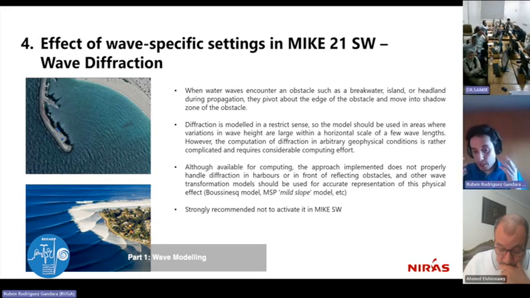Don't use wave diffraction in these models because it's not well solved, and the second one is that it is extremely time consuming. You can run a simulation with a dummy test, including wave diffraction and excluding wave diffraction. You will see that the difference in computing time is huge. And since it's not going to model it properly, don't use it.